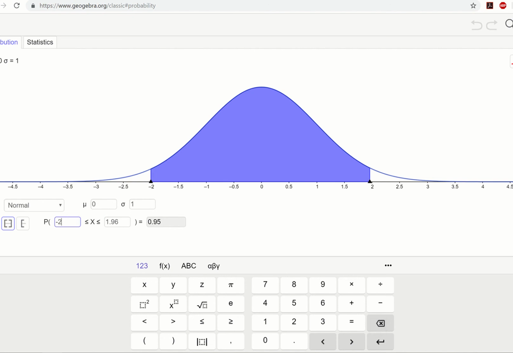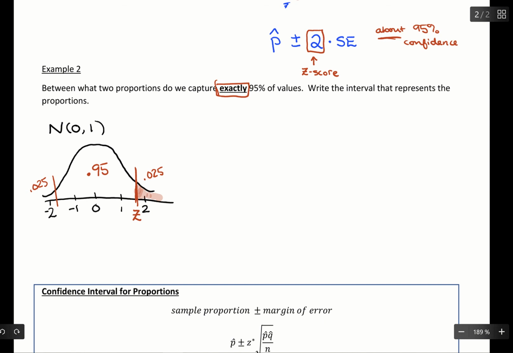Whereas if we used negative 2 to positive 2, it's close to 95%, but it's too much. It spreads too far. So if we use 2 for our intervals, the intervals are actually too wide. But if we use 1.96 as this multiplier, that's going to give us exactly 95%. So what we want to use is this 1.96. So where we had this formula up above of using our sample proportion plus or minus that z-score times our standard error, if we're looking for exactly 95% of the values, we would want to use 1.96. Instead of moving 2 standard errors above and below, we actually just want to move 1.96 standard errors above and below. And that'll give us exactly 95% of values.